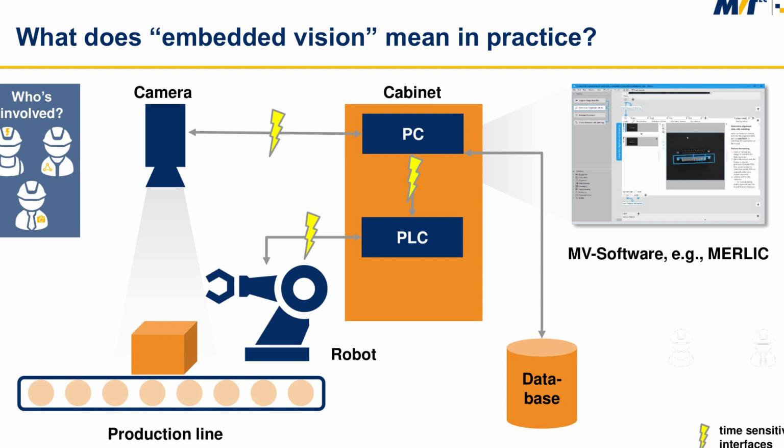For this kind of application, you need more or less 3 responsible people. You have the electrician who sets up the cabinet and the wiring. You have your PLC programmer, who sets up the whole process. And you have your vision specialist who sets up the camera system. These 3 people are also responsible for the time-sensitive interfaces between the camera, the PC and the PLC, and the PLC and the robot. So there are interfaces you have to maintain and set up, and every interface costs time and money.